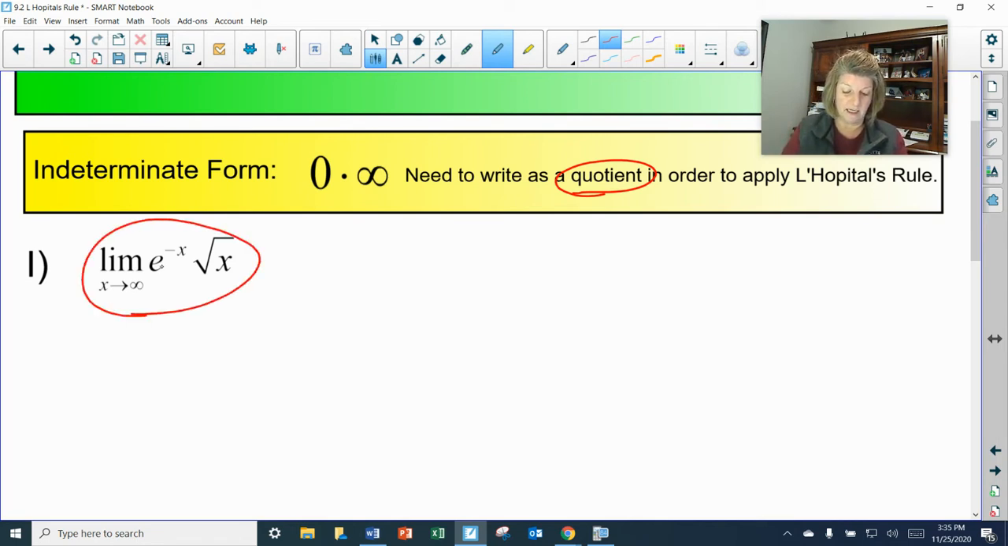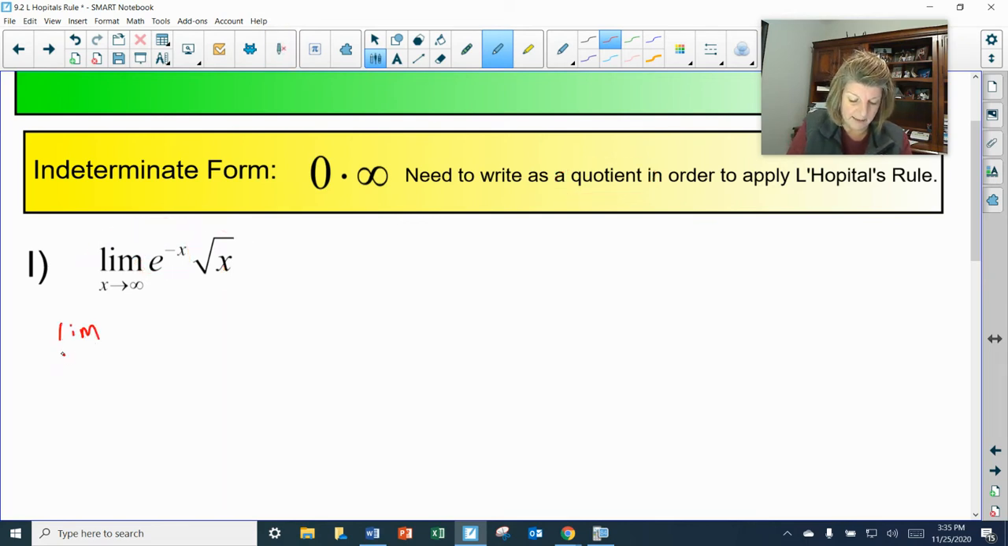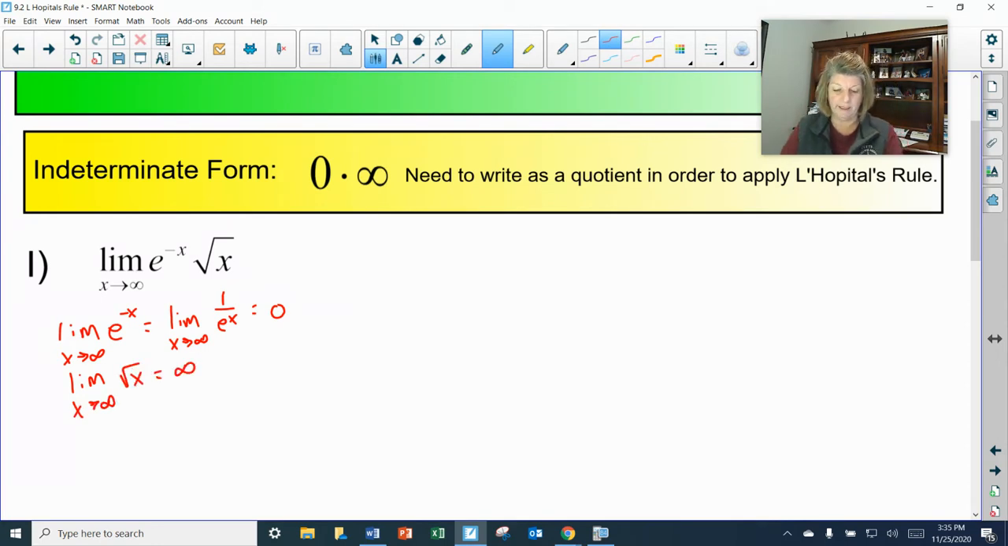Well, this would be 0, wouldn't it? And this would be, how do I want to write this? I'm going to show the limit as x goes to infinity of e to the negative x would be the limit as x goes to infinity of 1 over e to the x. That is a 0. And the other one, I get limit as x goes to infinity of square root x. Well, that would head to infinity. So I indeed have this 0 times infinity case. But I can't use L'Hopital's for that, and it is an indeterminate form. You would think it'd be 0, but it's not.